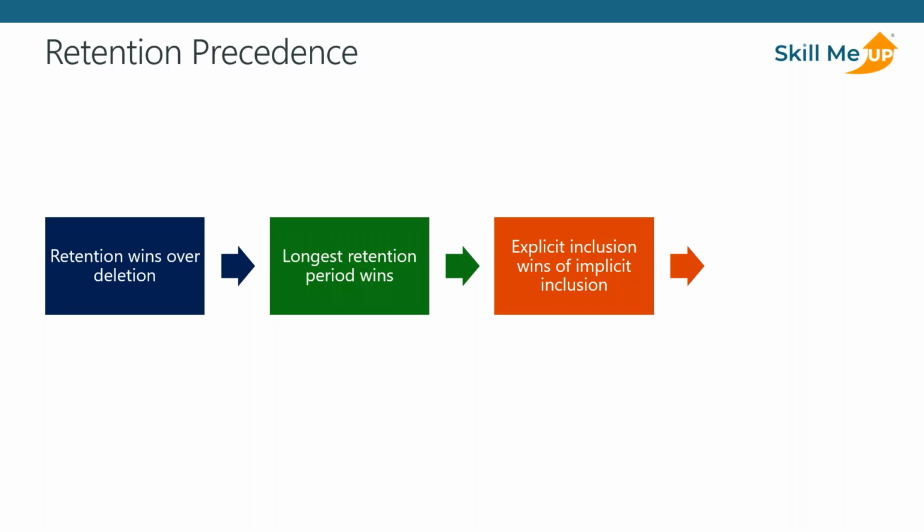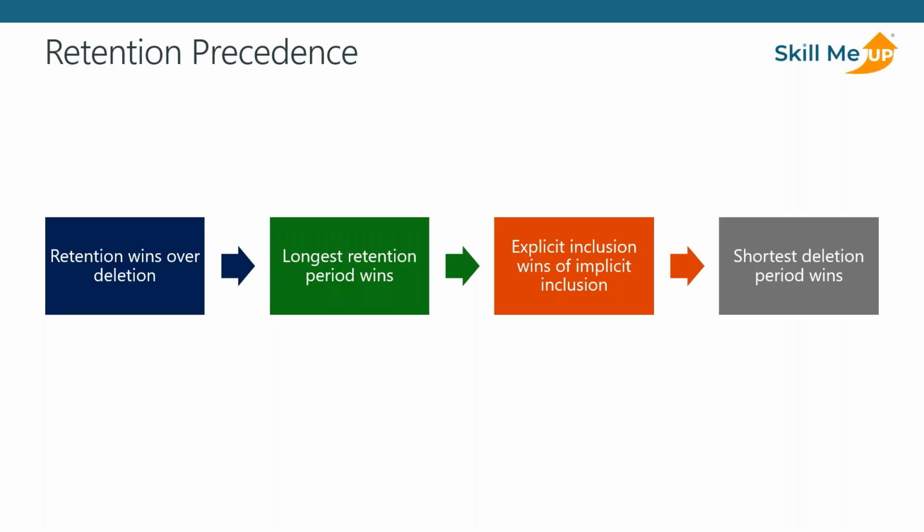Explicit inclusion wins over implicit inclusion. So if a label with retention settings is manually assigned by a user to an item such as an Exchange email or a OneDrive document, that label takes precedence over both a policy assigned at the site or mailbox level and a default label assigned by the document library. So if the explicit label says to retain for 10 years, but the policy assigned to the site says to retain for 5 years, the label takes precedence. If a retention policy includes a specific location, such as the user's mailbox or OneDrive for Business account, that policy takes precedence over another policy applied to it.